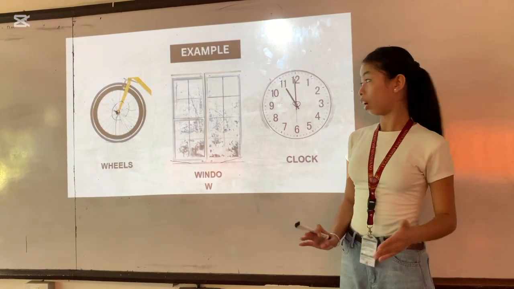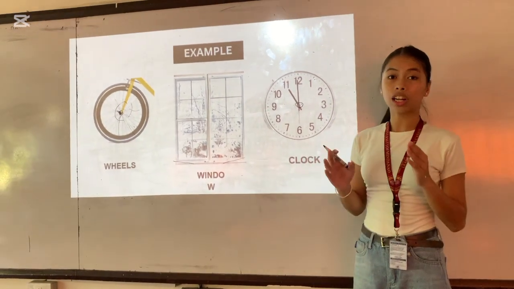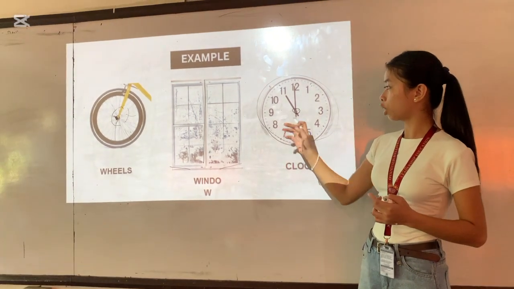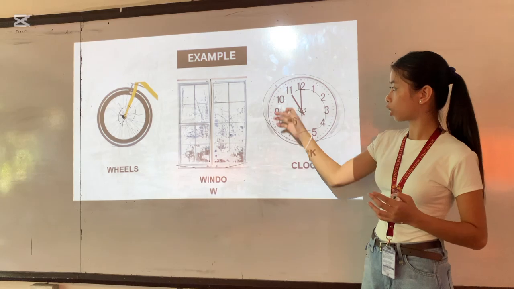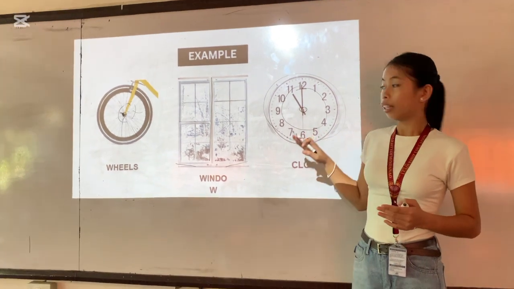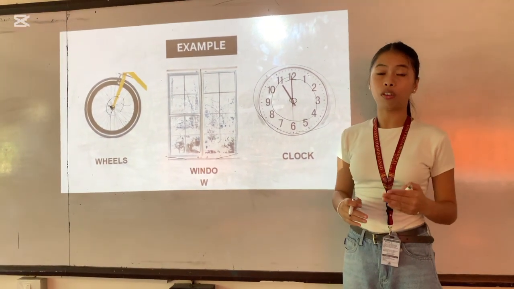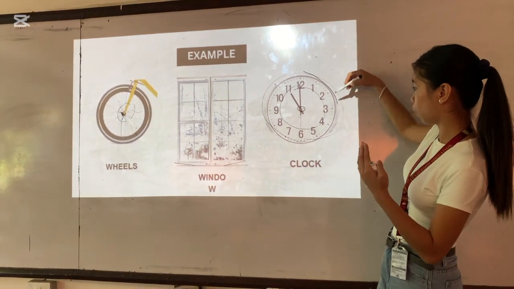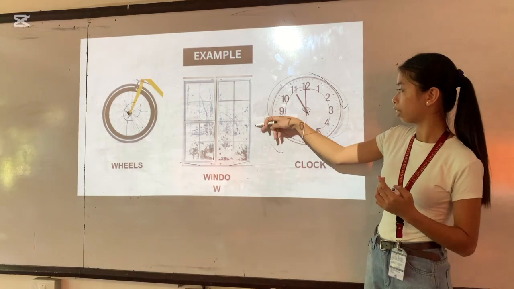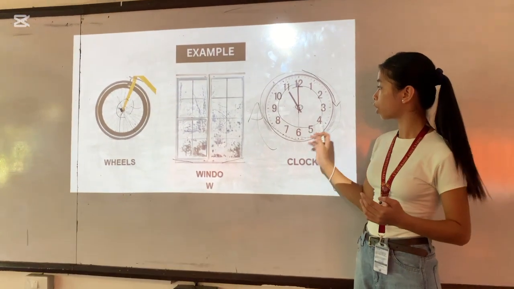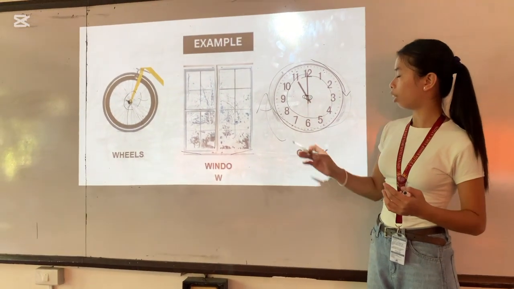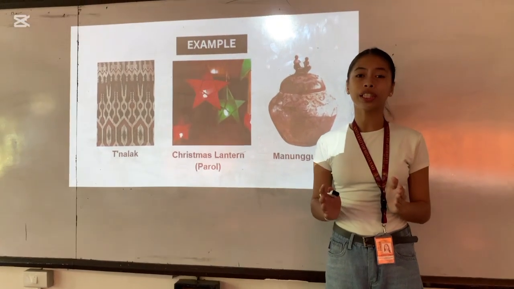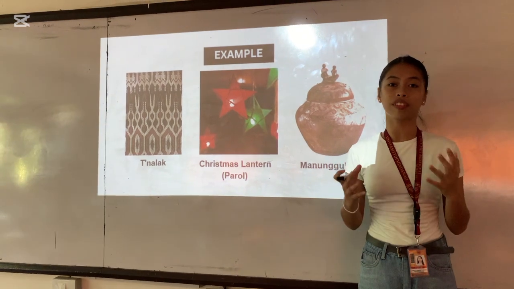So next is a clock. As you notice, a clock, especially a circular one, has a round shape with its numbers arranged around its central point. So this example is a type of radial symmetry, because when you rotate it to its right side or to the left side, it still looks the same. The numbers and its shape still look similar.